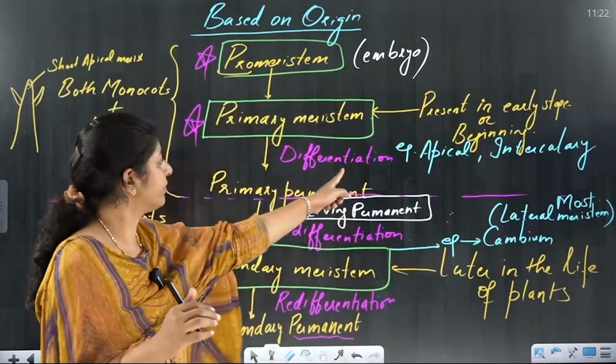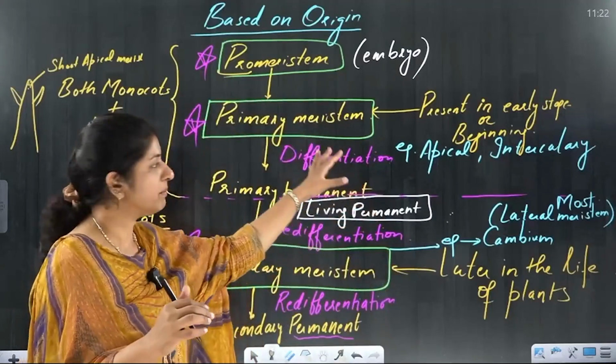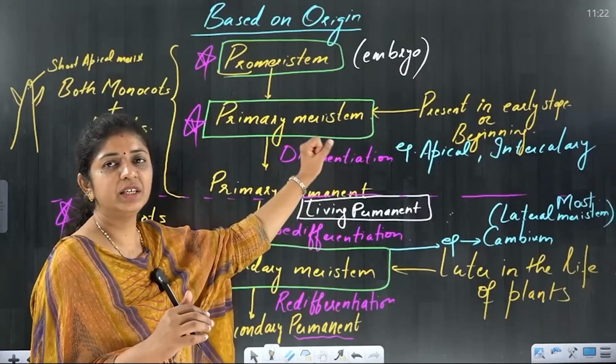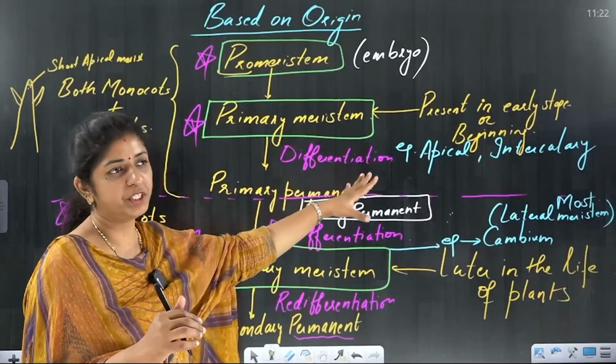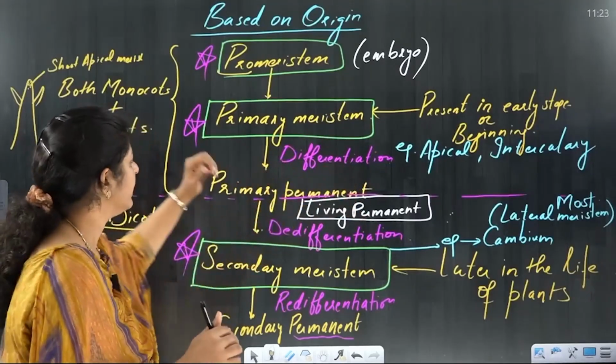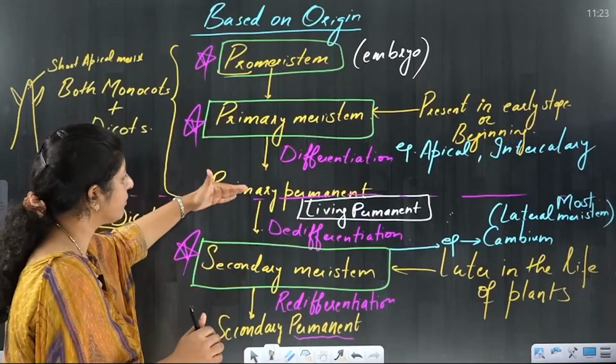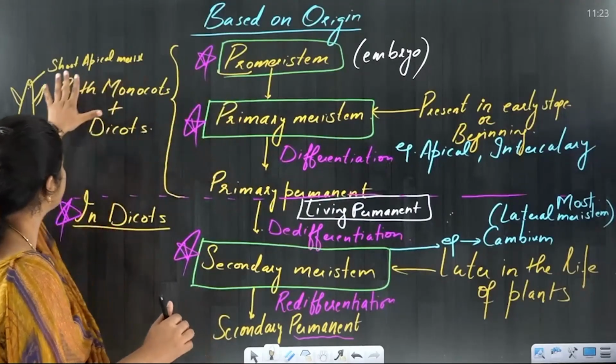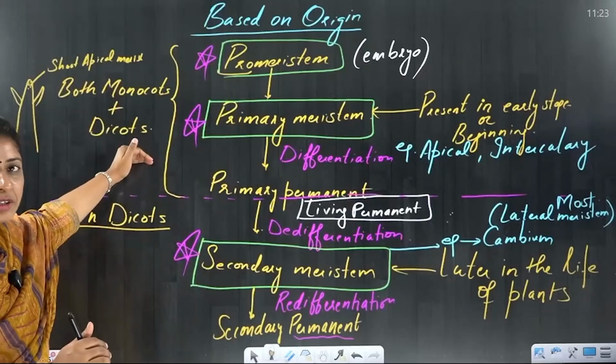So once the thing is becoming specialized for one specific function after stopping the division, that you call it as differentiation, right? Means they become specialized for some function. Their structure changes, their speciality is going to be changed for this, right? Okay, now after primary meristem, what will come? Primary permanent. These stages are common both in monocots and dicots, right?